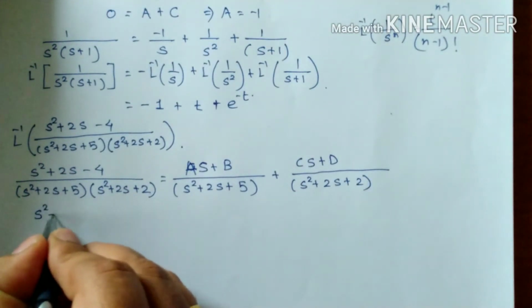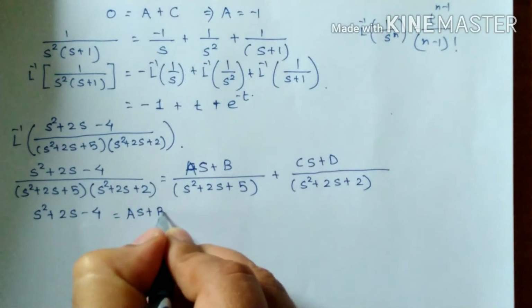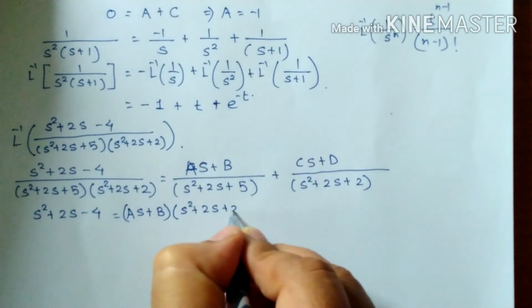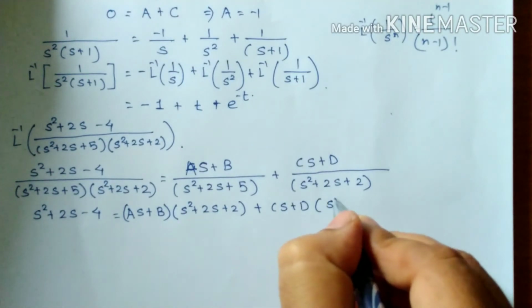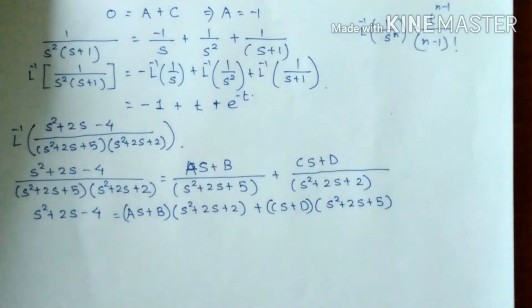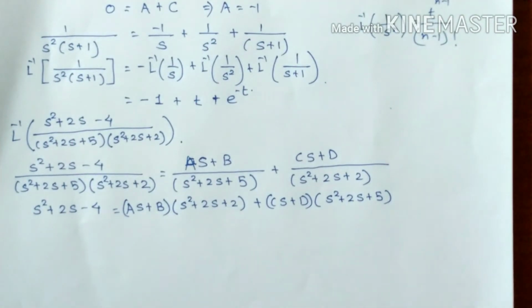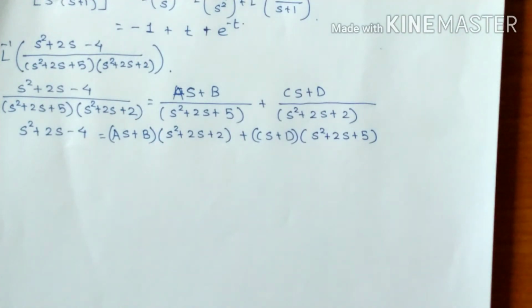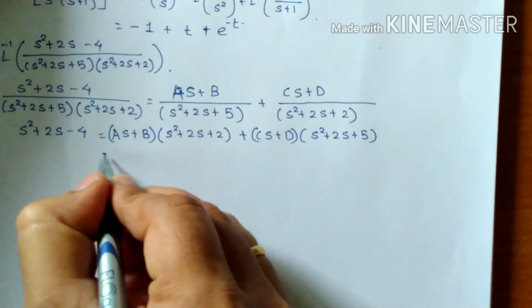On cross multiplication, we have this one: as plus b into another bracket s square plus 2s plus 2, plus cs plus d into another bracket s square plus 2s plus 5. Okay. Now the question comes, how to find these four constants? It's quite interesting job, is it? So let's do the simplification first.